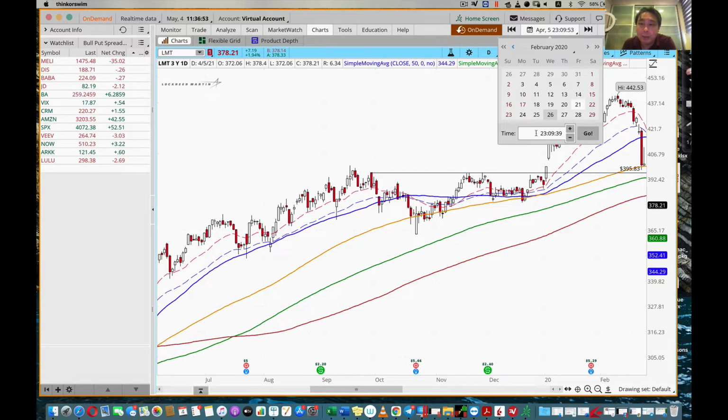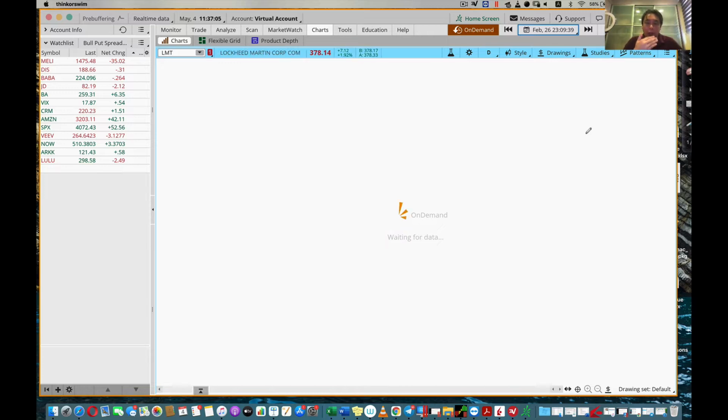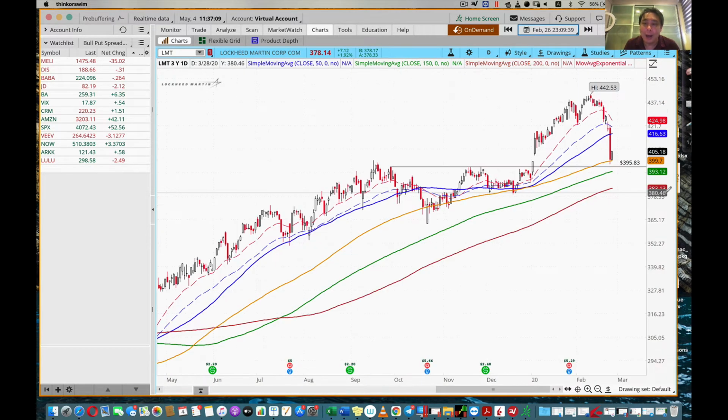Now, by the way, this is my local time, which is 11 p.m. Singapore time, which is 11 a.m. New York time. So it's got to be when the market opens. So it's now going back to history. There we are. Now we are back in time. We are at the 26th of February, and right now Lockheed Martin is there.